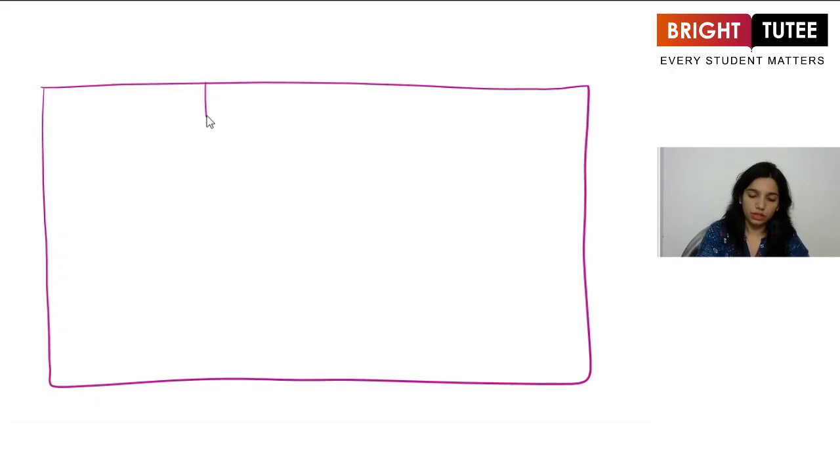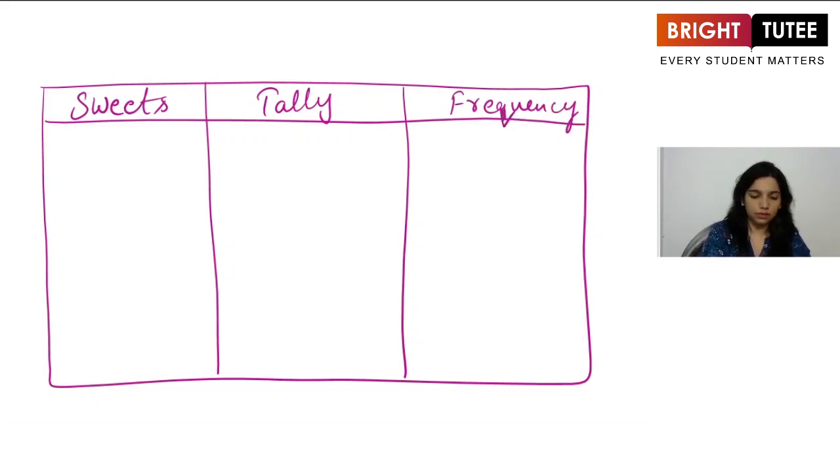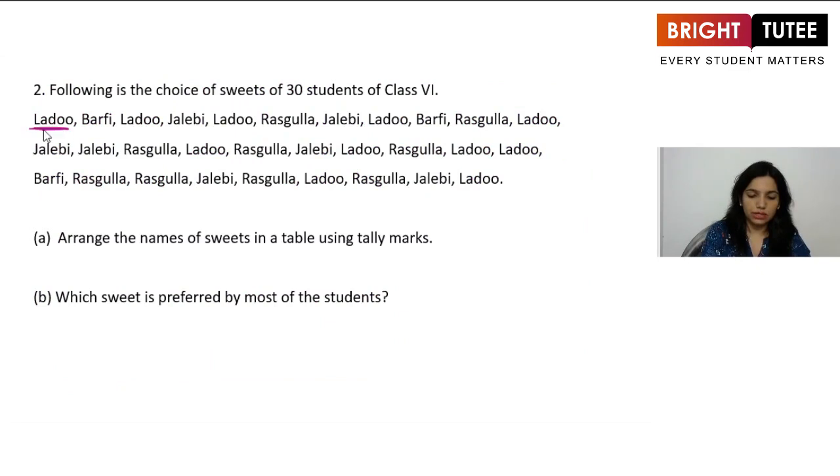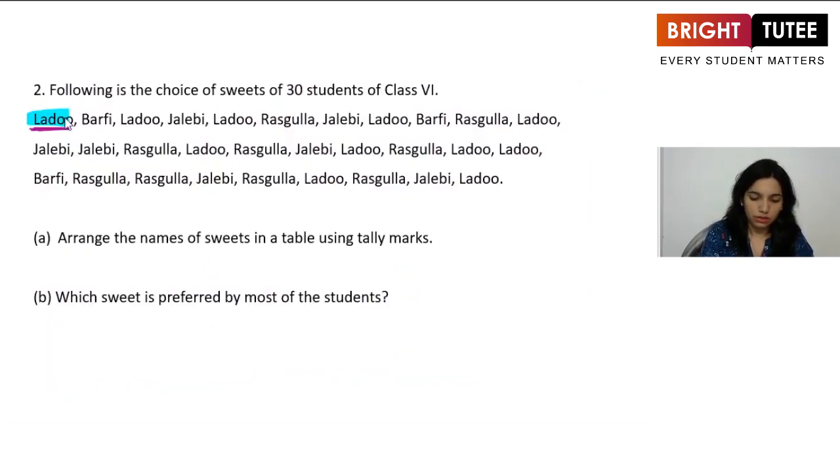Okay, so we need to first divide it into 3 equal parts. Here we'll write sweets, here we'll write tally, and here we'll write frequency. Okay, so now let us start with the first one. Let us write how many times we have got laddu here. Okay, so let us write for laddu in the sweets. So let's mark it here.